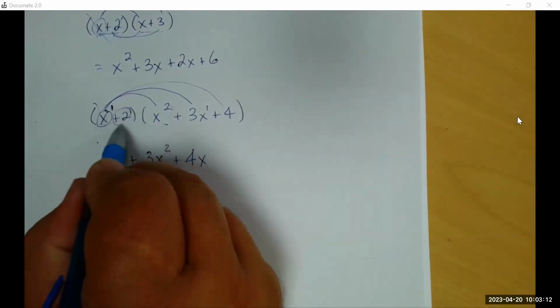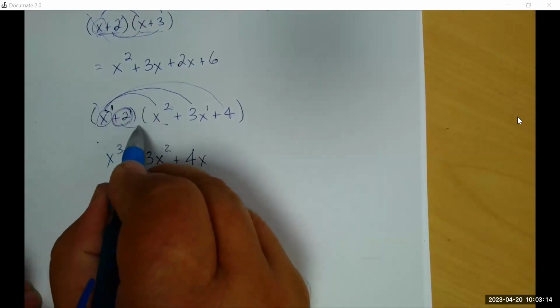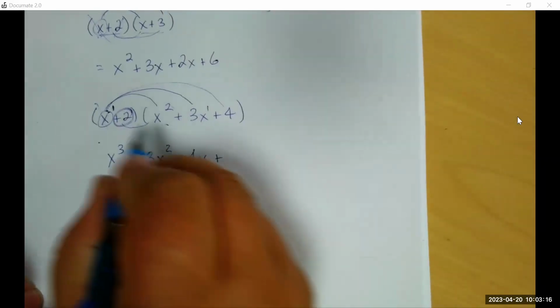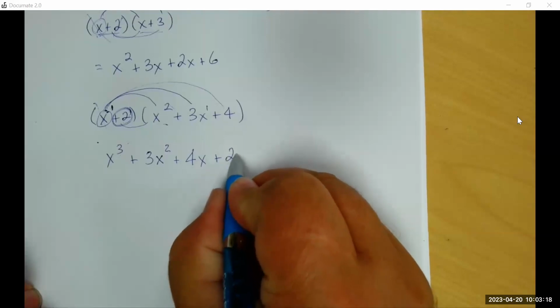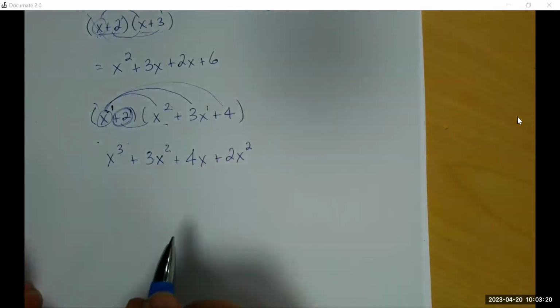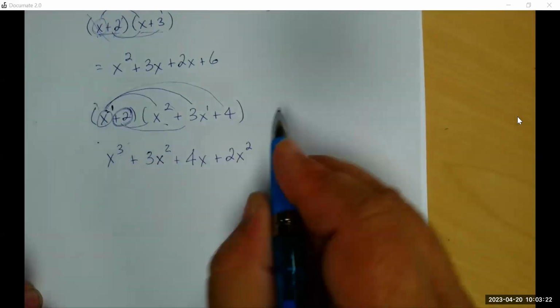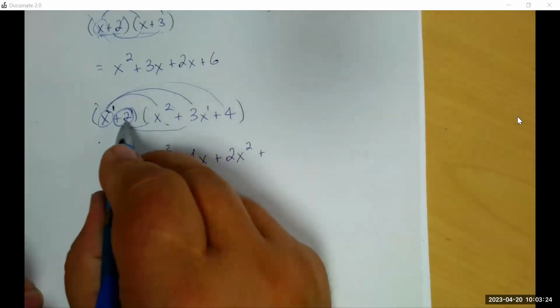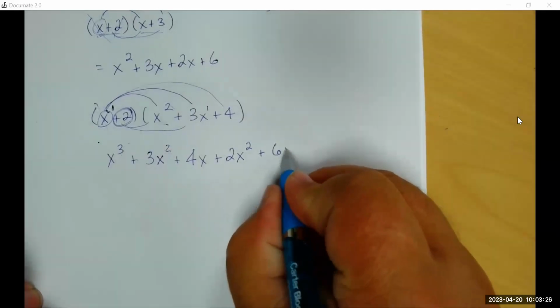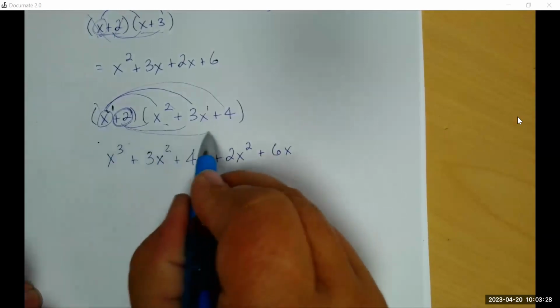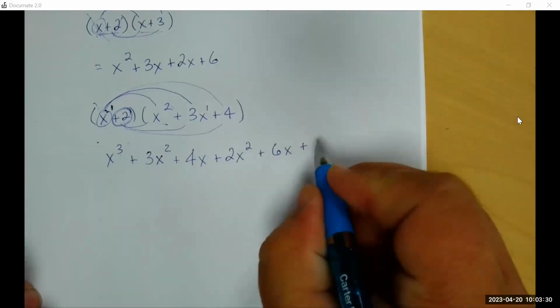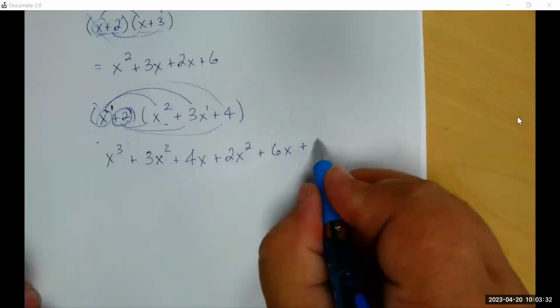Now do the next one. Positive times positive is positive. 2 times x squared is 2x squared. 2 times 3 is 6x. 2 times 4 is 8.